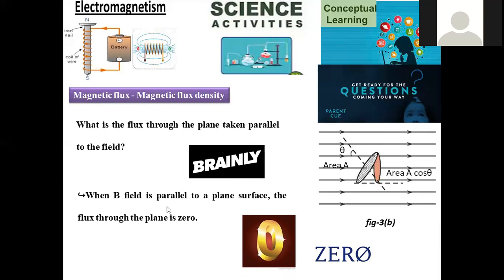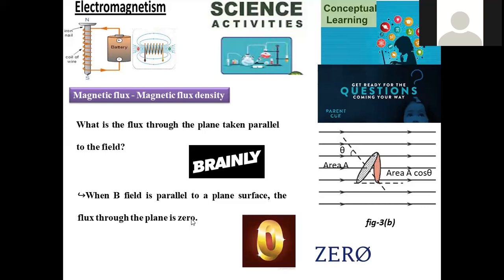When B is the field, B is nothing but the magnetic flux density. So if the plane is parallel with respect to the lines which are moving, then the flux through the plane becomes 0. If the cross section is parallel and the lines are moving in parallel, then what happens? We can't identify how many lines are passing through that plane. That's the reason why in that case the flux through that plane becomes 0.